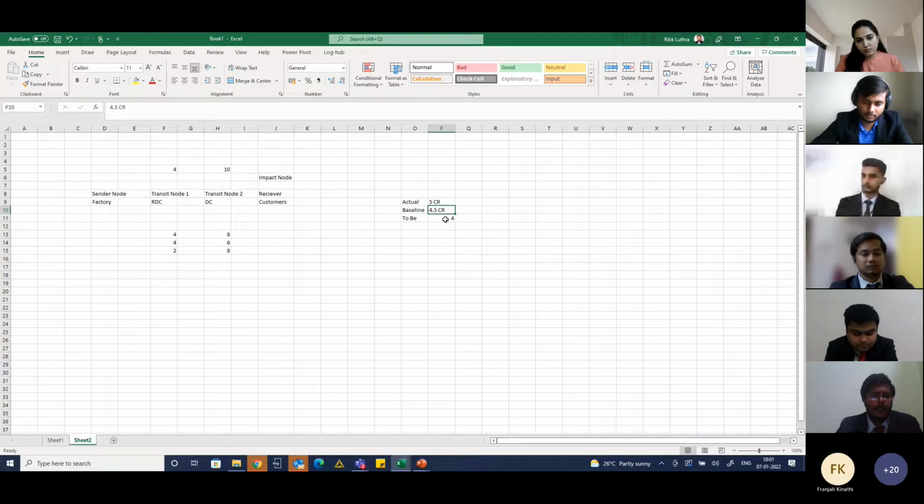11% cost saving you are expecting, and now you would apply this 11% to the 5 CR actual figure to identify what kind of cost saving you are expecting. Whatever new number you come up with after applying that 11% cost saving would become your new to-be number. And that is where your study would be completed. So this is, according to me, the ideal way to take care of these kinds of studies.